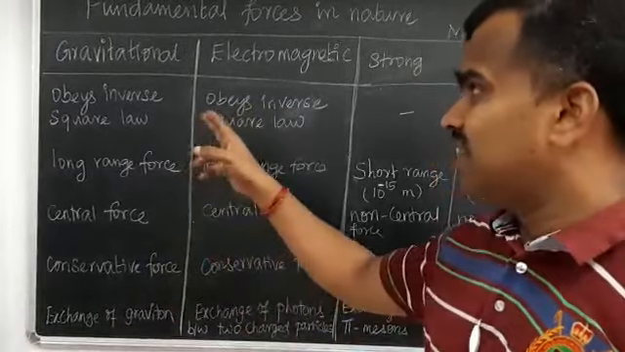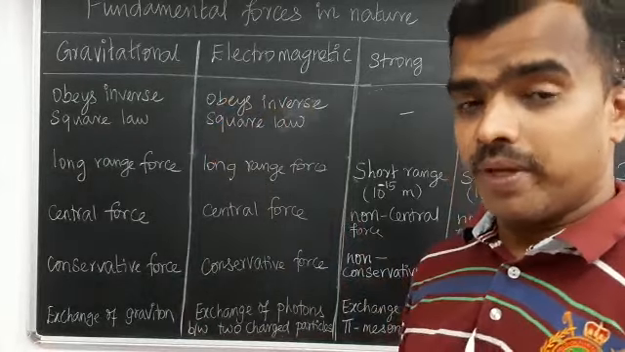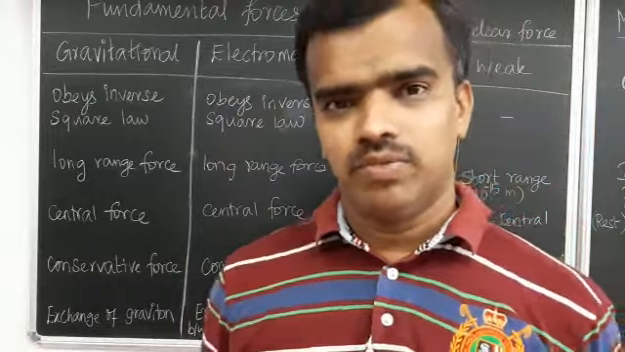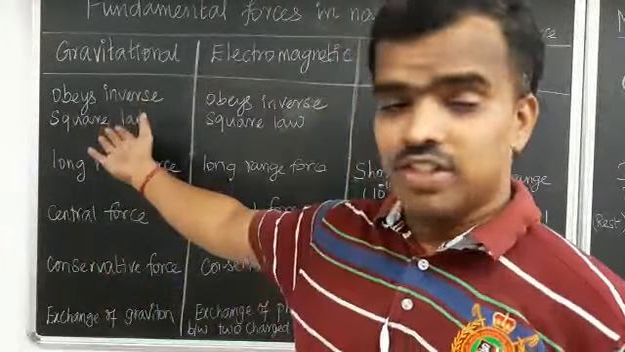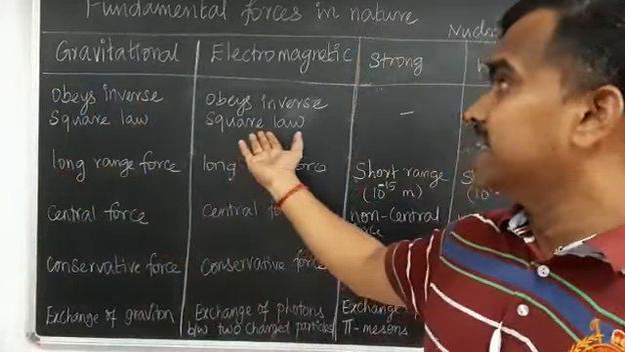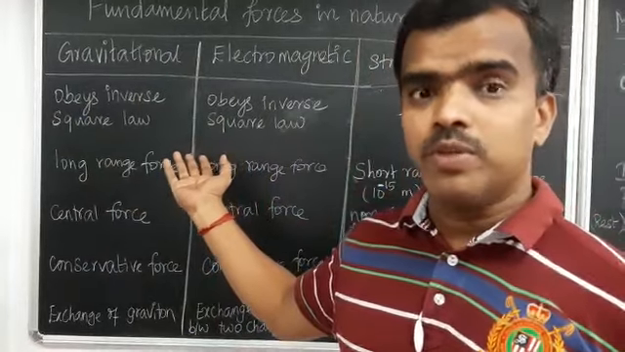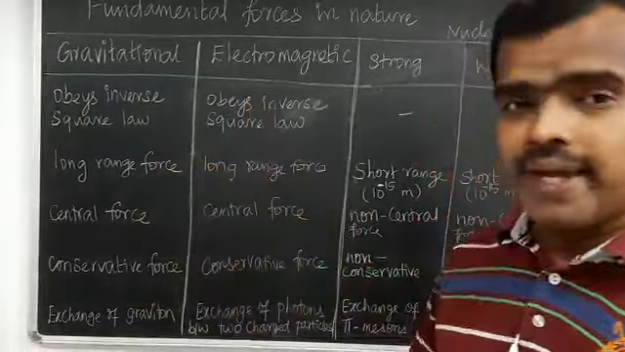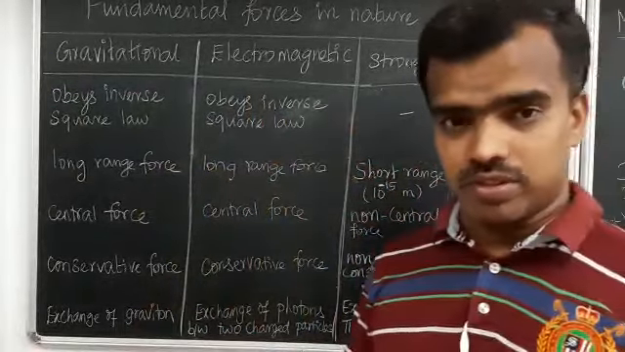The gravitational force and electromagnetic force both obey the inverse square law. So what is the inverse square law? As we saw in the universal law of gravitation, F is equal to G m1 m2 divided by r square. And here we are saying the electrostatic force F is equal to 1 by 4 pi epsilon naught q1 q2 divided by r square. That is called the inverse square law. So these obey the inverse square law, and there is no such law for nuclear forces.